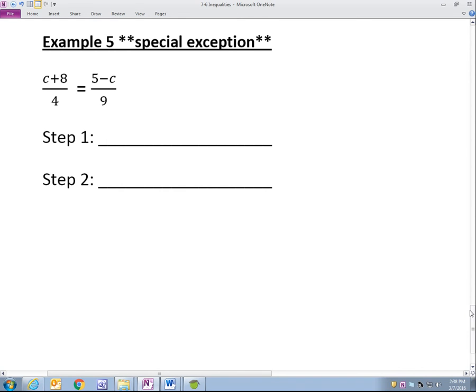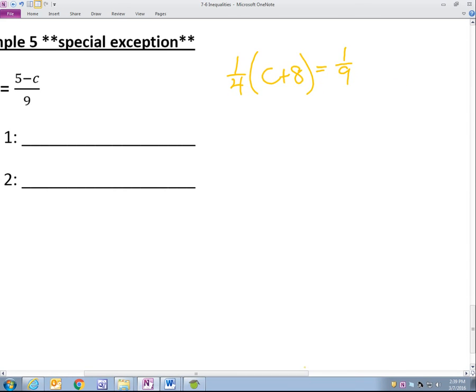Yeah. 1/4 times the quantity c plus 8 equals 1/9 times the quantity 5 minus c. Actually, I'm gonna do this in here. I have to distribute those in. I'm doing this way rather than showing the multiplied by a fourth. I'm putting it on top to show you that it can go that way as well.